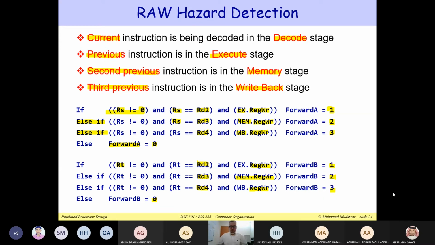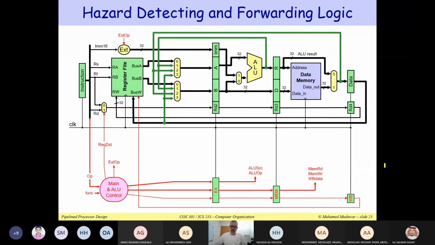So now we need to implement this in the pipeline. Let me show you this diagram. The focus is on the second stage. Notice how I'm showing here the instruction in the second stage. The instruction has RS and RT, these are the source registers. This is the main and ALU control. Now we are going to add extra logic to implement forwarding.